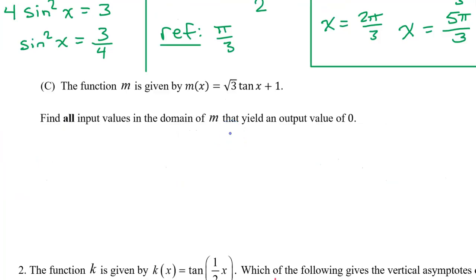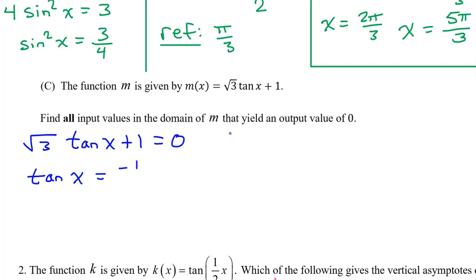Part C. The function m is given by m of x equals radical 3 tangent x plus 1. Find all input values in the domain of m that yield an output value of 0. So that's just a weird way of saying find where m of x is equal to 0. So let's take radical 3 tangent x plus 1 and set that equal to 0. We need to subtract 1 and divide by radical 3. I think we can just do that in our heads. So we get tan x is equal to negative 1 over radical 3.